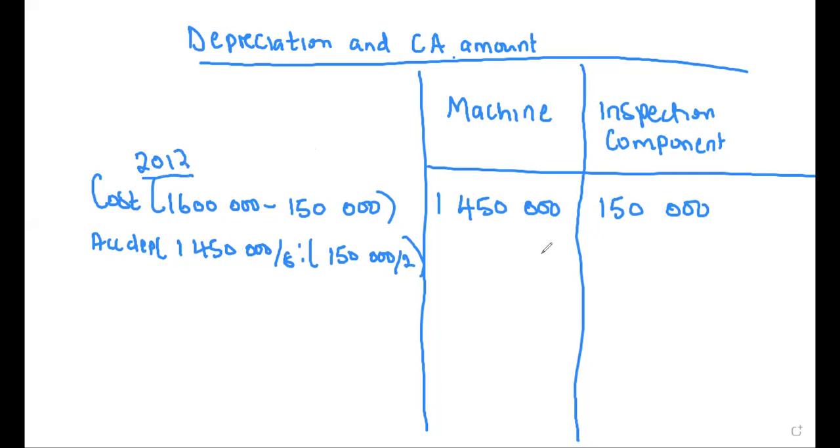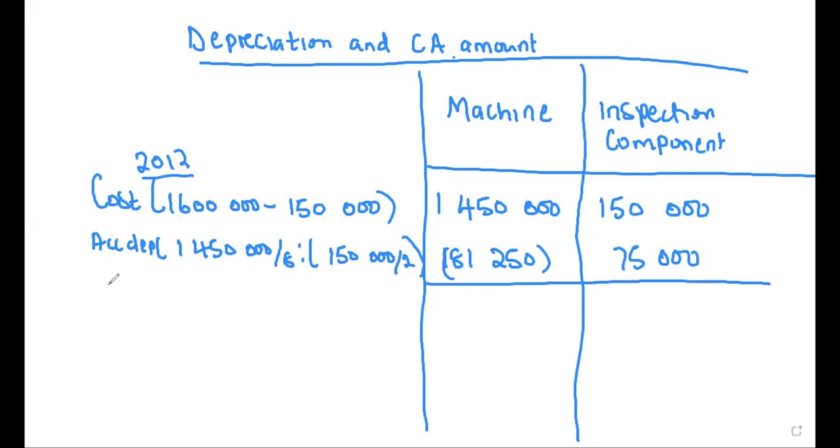So how much are we going to have as our depreciation for the machine? 181,250. Then for the inspection component, 150,000 divided by 2 is 75,000. Am I right? Yes. Then we have the carrying amount at the end of 2012.